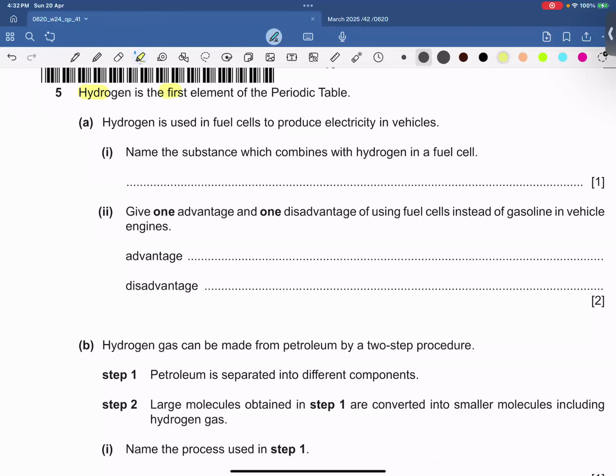Hydrogen is the first element of the periodic table. Hydrogen is used in fuel cells to produce electricity in vehicles. Name the substance which combines with hydrogen in the fuel cell. Oxygen. Because a fuel cell is also called a hydrogen oxygen cell. So hydrogen combines with oxygen to give steam.